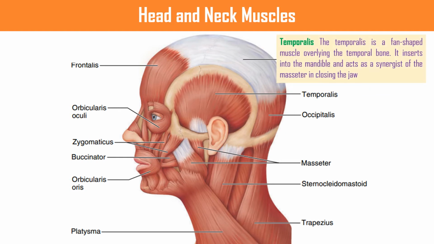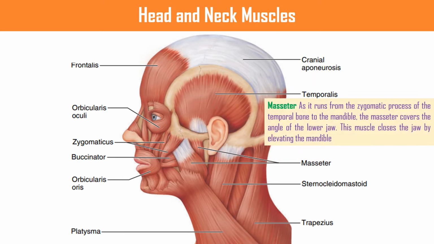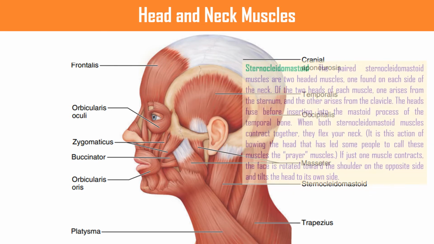Then we have temporalis. The temporalis is a fan-shaped muscle overlying the temporal bone. It inserts into the mandible and acts as a synergist of the masseter in closing the jaw. Then we have the masseter muscle. The masseter runs from the zygomatic process of the temporal bone to the mandible, and covers the angle of the lower jaw. This muscle closes the jaw by elevating the mandible.